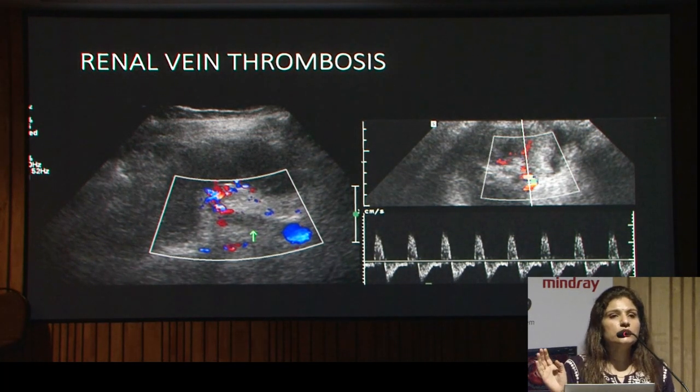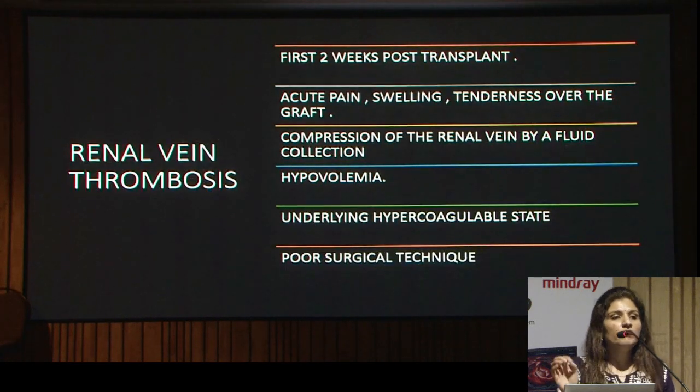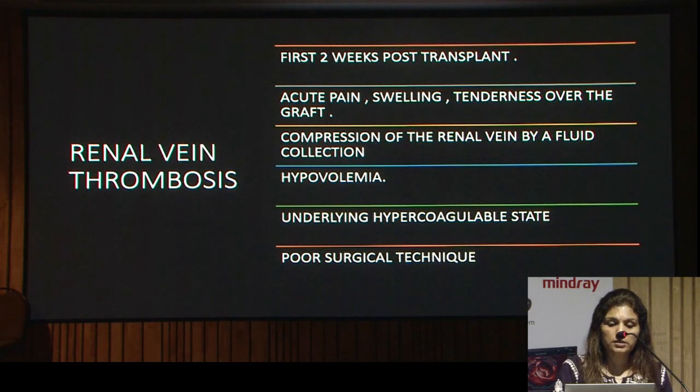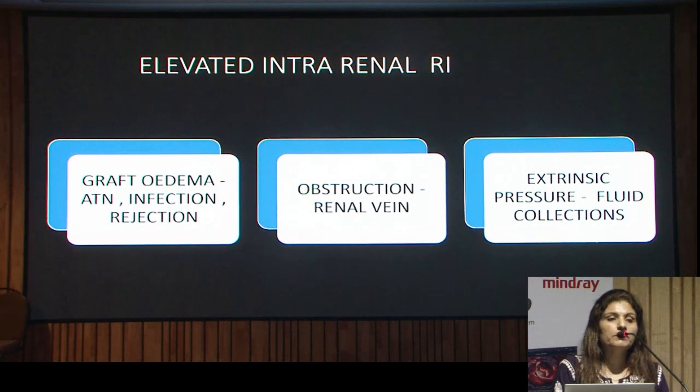You could get a high resistance flow in renal parenchymal abnormalities, but a pulsatile flow in the intrarenal vessels, or the main renal artery also showing a pulsatile flow with no flow in the renal vein, we need to seriously think about renal vein thrombosis and convey it to the urologist. The typical presentation is acute pain, swelling, tenderness over the graft. It could be because of compression of the renal vein by a fluid collection or hypovolemia, again underlying hypercoagulable states or a poor surgical technique, but picking up a renal vein thrombosis is going to help save the transplant.